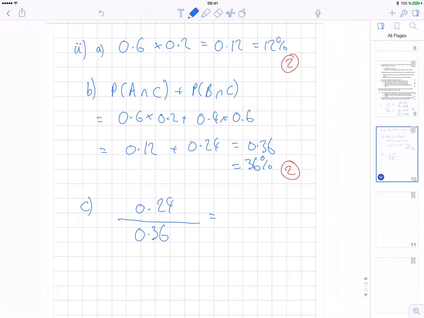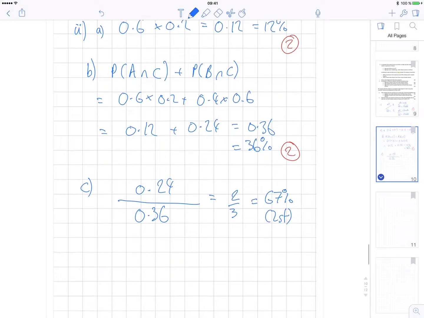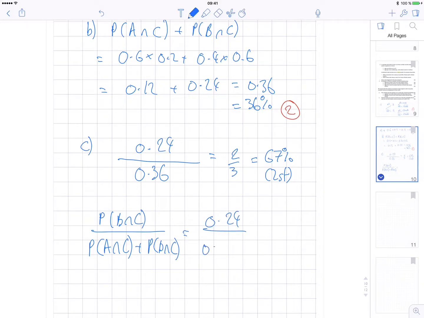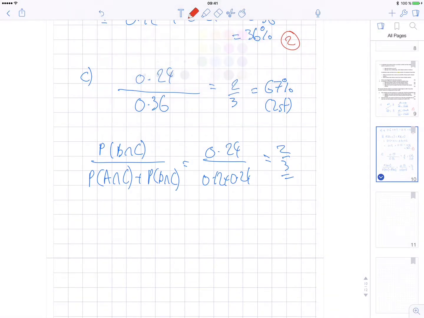Now I'm going to show a bit more working for all this. You could say it is the probability of B and C over the probability of C, which is equal to 0.24 over 0.12 plus 0.24, which is equal to 2/3, and that's worth 3 marks.